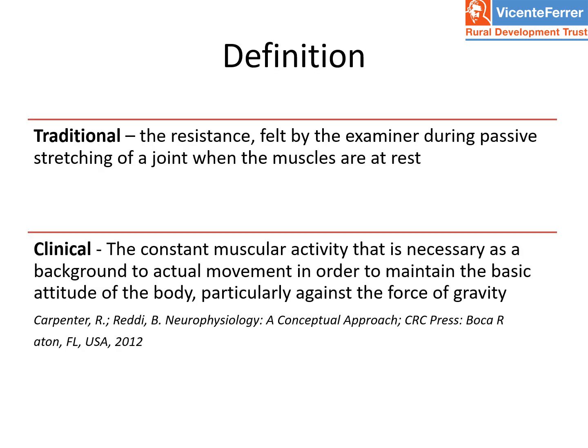tone abnormalities. The traditional definition for muscle tone is the resistance felt by the examiner during passive stretching of a joint when the muscles are at rest. Whereas the clinical muscle tone is the constant muscular activity that is necessary as a background to actual movement in order to maintain the basic attitude of the body, particularly against the force of gravity. That is, the muscle tone acts like a construct or a framework over which the posture will be maintained, or it helps to have an active body movement.